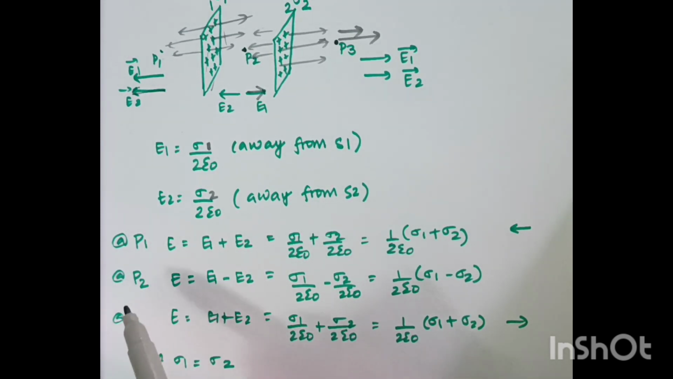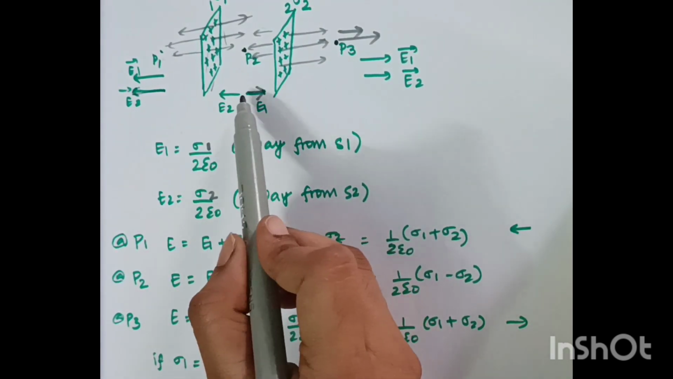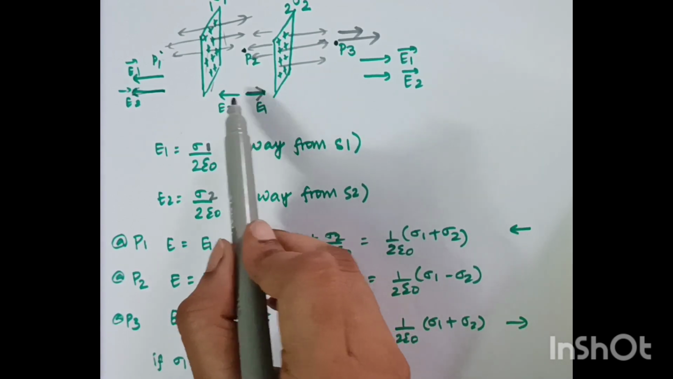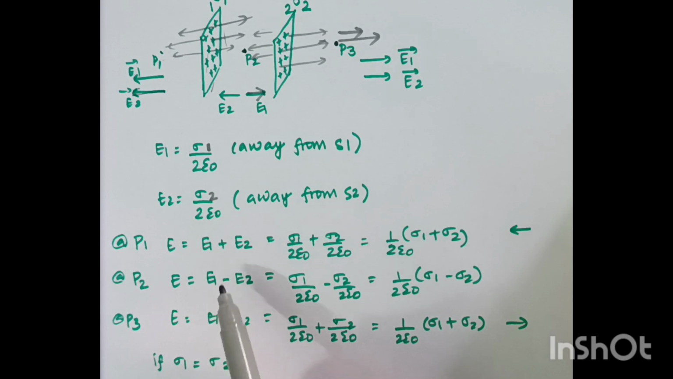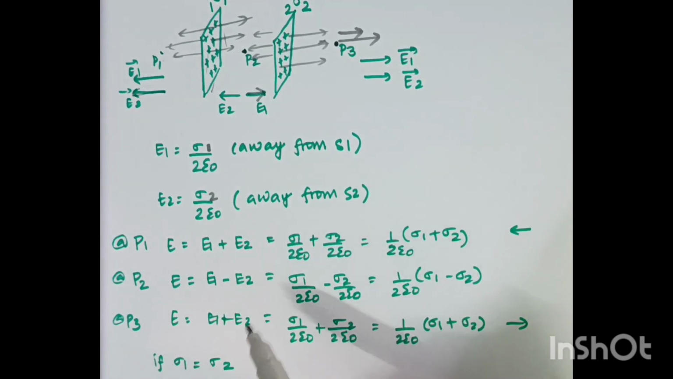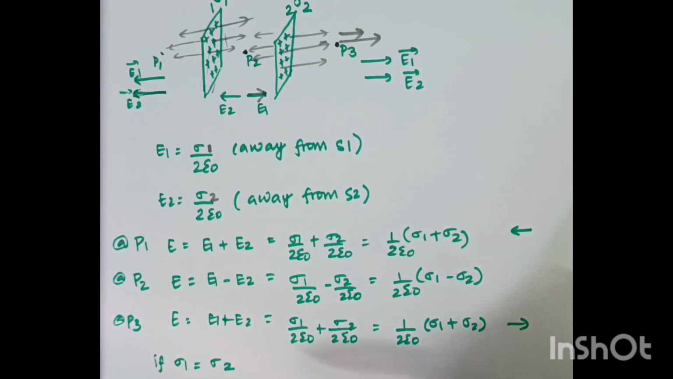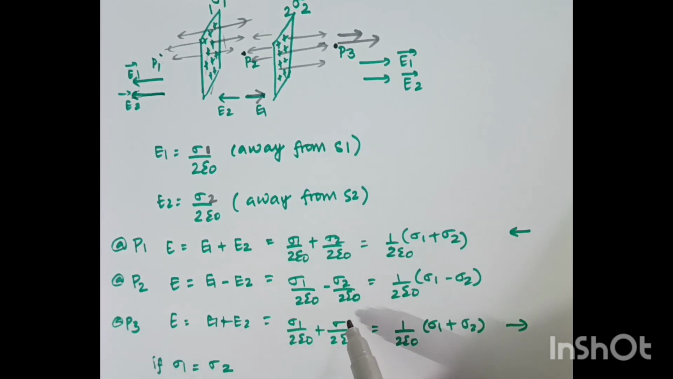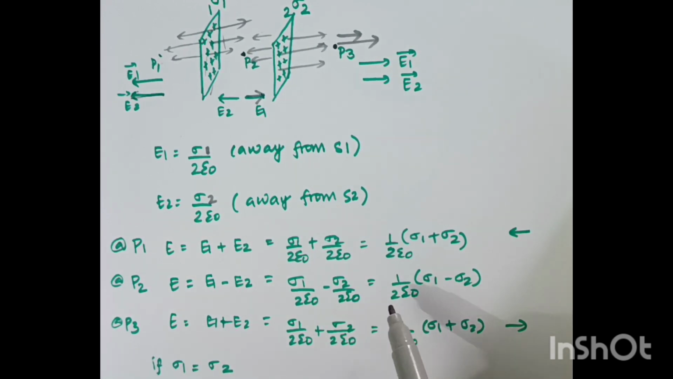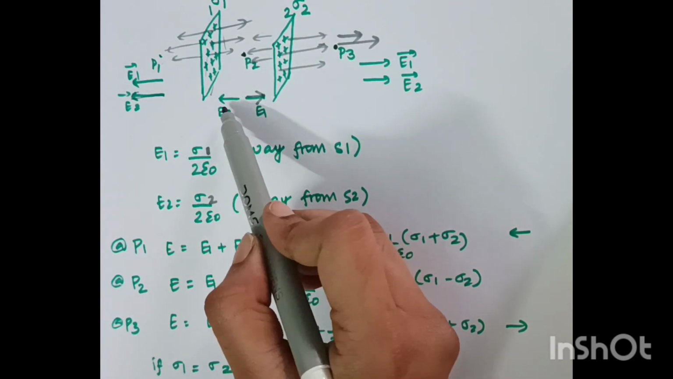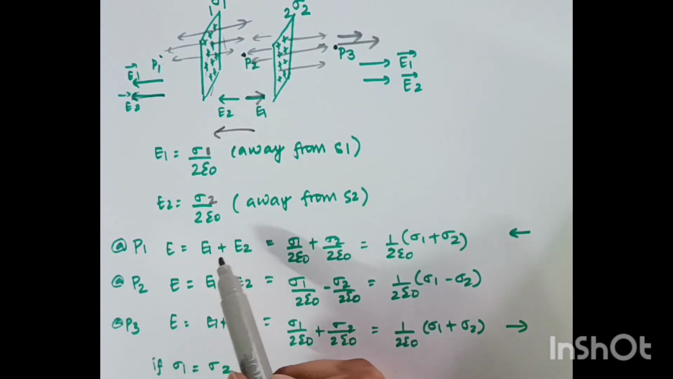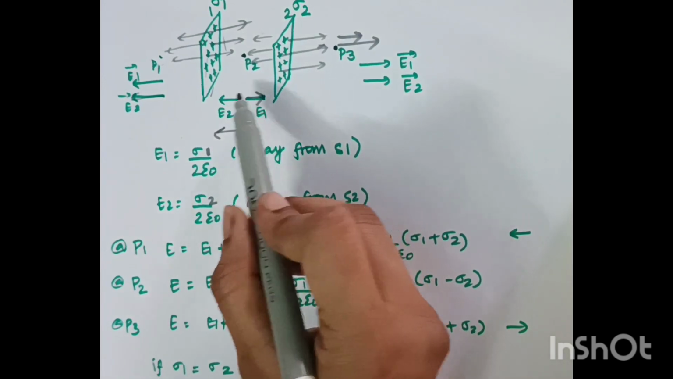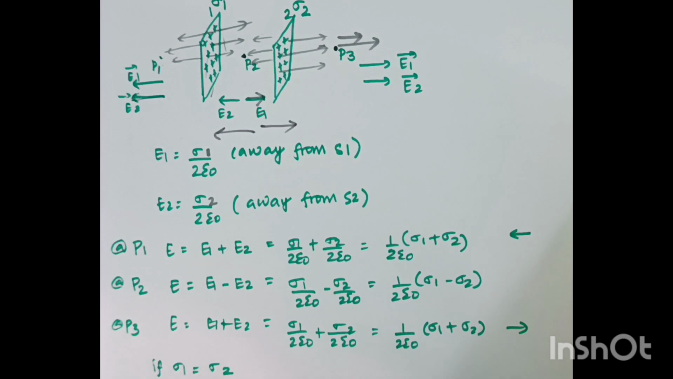If we take point P2, then the electric field because of sheet 1 is directed towards the right and because of sheet 2 is directed towards the left. So they are in opposite directions, and we have to subtract, E1 minus E2. It is not fixed whether it is E2 minus E1 or E1 minus E2. Whichever field is stronger, the net electric field will be towards that field. So here it is sigma 1 by 2 epsilon naught minus sigma 2 by 2 epsilon naught. As I told you, if E2 is stronger, then the net field will be towards the left. If E1 is stronger, that is E1 is larger than E2, then the net field will be towards the right side. That is simple.